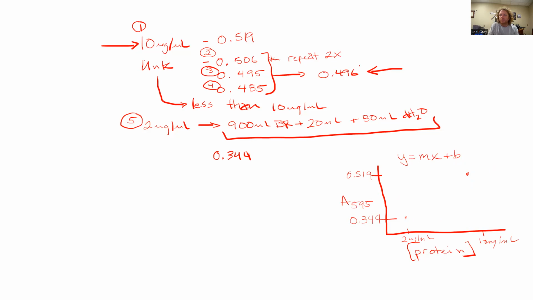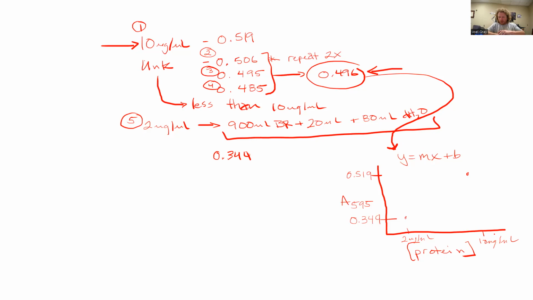Okay, with those two data points plotted, you can come up with y equals mx plus b. Plug in this value right here, this 0.496, because that's a measurement on your y-axis, that's an absorbance. Plug that in for y, solve for x, and you can say what the concentration of your unknown is based on those two data points.